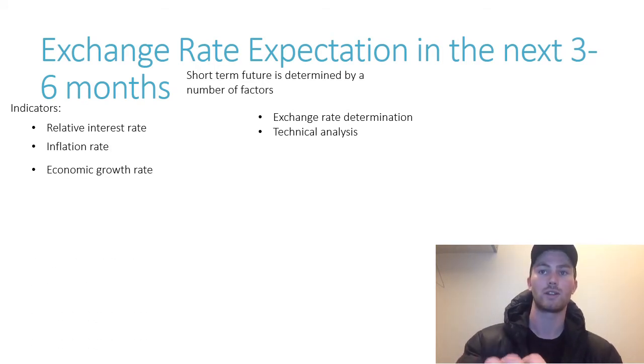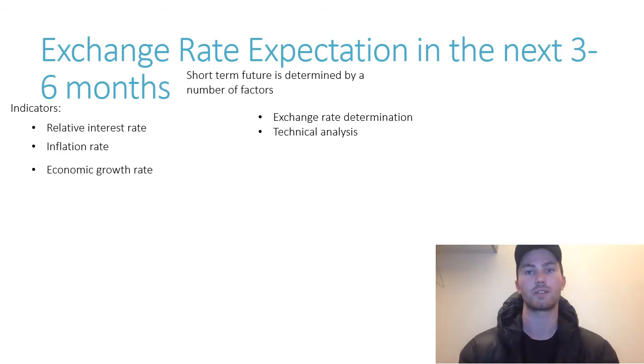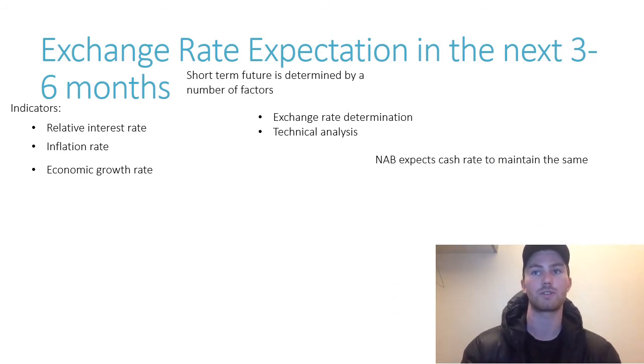According to NAB Australia, the cash rate in Australia is expected to maintain the same rate as the previous 6 months, remaining constant at 1.5%. The US cash rate is also expected to remain at its current rate of 1.25%, according to NASDAQ.